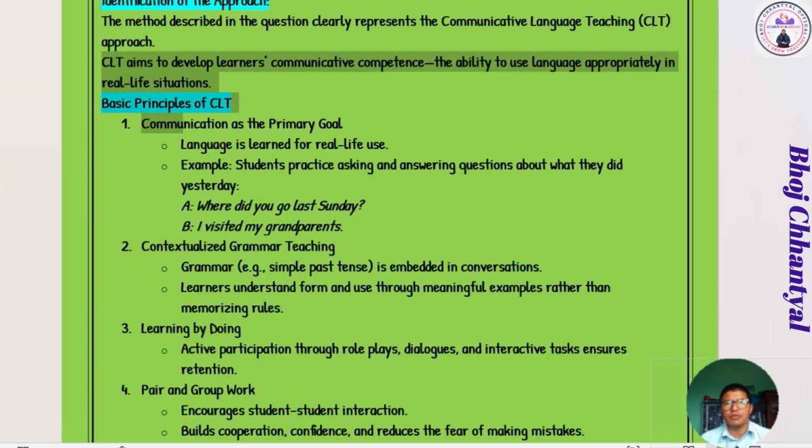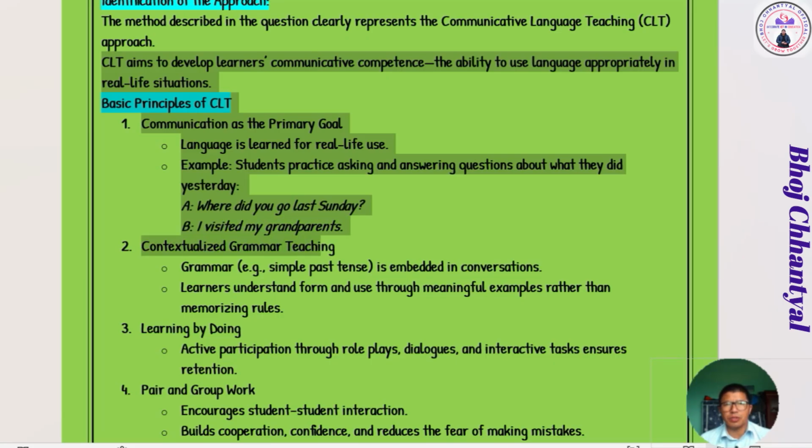Basic principles of CLT. 1. Communication is the primary goal. Language is learned for real-life use. Examples: students practice asking and answering questions about what they did yesterday. As for example, where did you go last Sunday? I visited my grandparents.